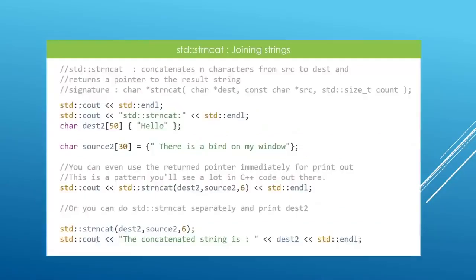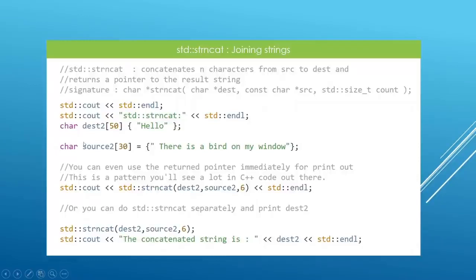You can also use a version of strcat that is going to allow you to specify how many characters you want to concatenate from the source string. In this case, we have destination, which is hello, and we have source, which is there is a bird on my window. And down here, you see that we do strncat. We say the destination, we say the source, and we say how many characters we want copied from the source here. And we say 6 characters.